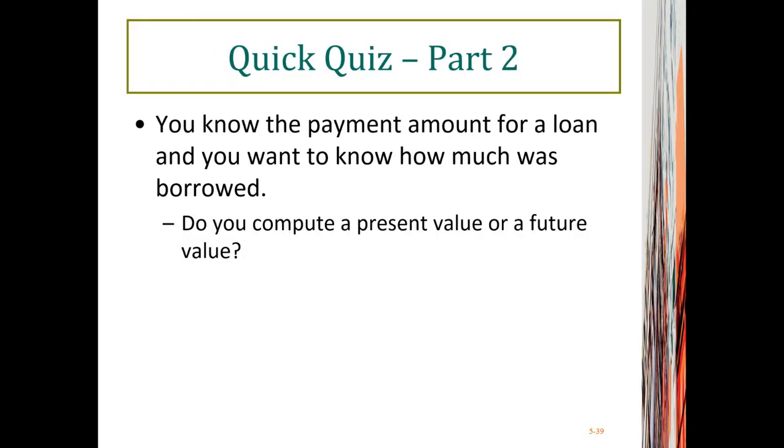Now let's take a quick quiz. Let's say you know the payment amount for a loan and you want to know how much you would borrow. Do you compute the present value or future value? Well, in this case, of course, you do present value, because the amount of money that you can borrow will occur today when you receive a loan from a bank. That is present value, not a future value.